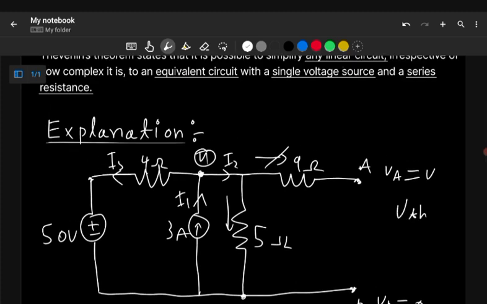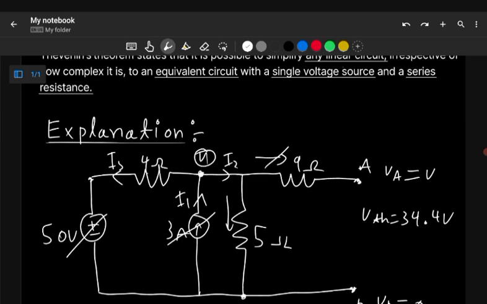VTH is equal to 34.4 volts. Now we need to find RTH. To find RTH, we need to remove this 50 volt source and this 3 ampere source and replace them with a short circuit and an open circuit.